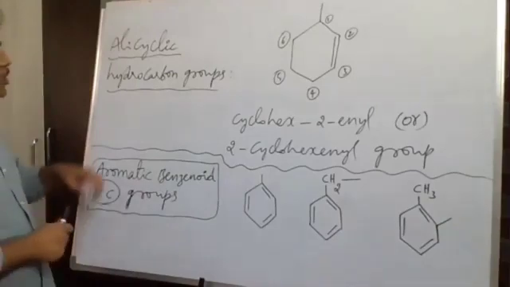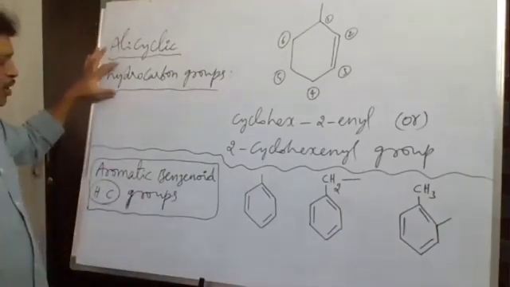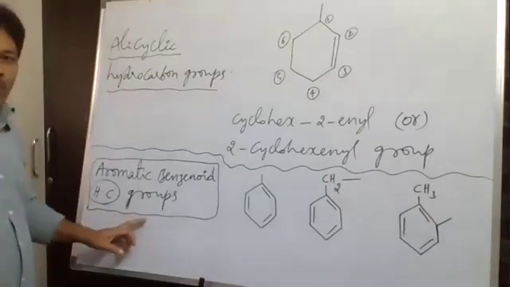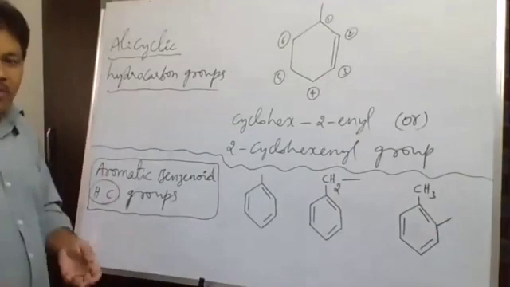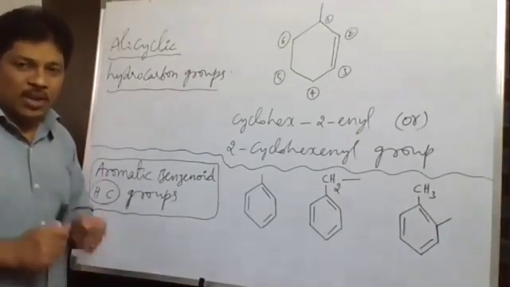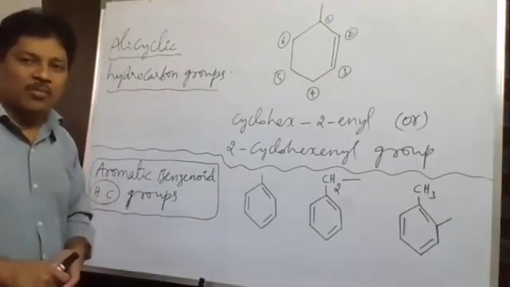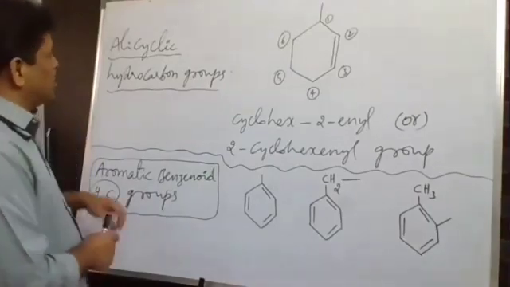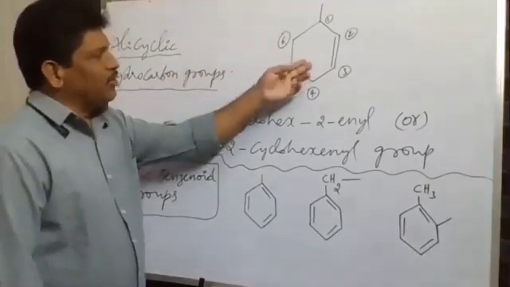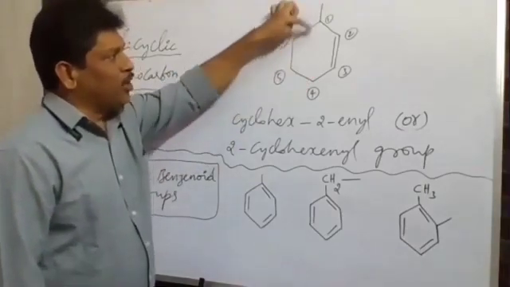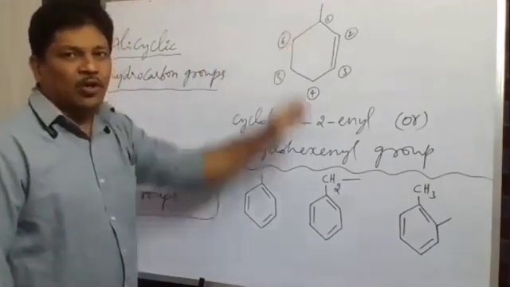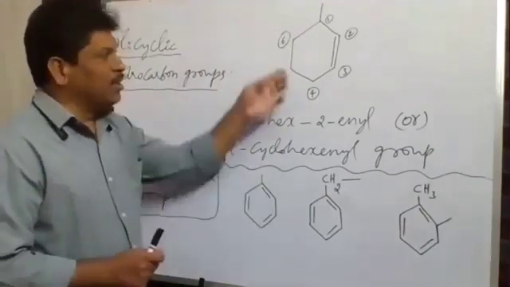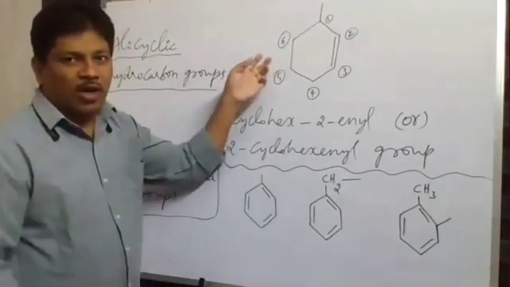Today we are going to discuss alicyclic hydrocarbon groups and also aromatic benzenoid hydrocarbon groups. In the previous class, I told you what hydrocarbon groups are. If you remove one hydrogen atom from a hydrocarbon molecule, we get a hydrocarbon group. In this case, we have removed one hydrogen atom from the cyclohexene molecule, and then we got this type of hydrocarbon group.